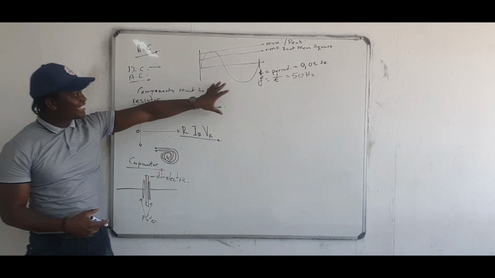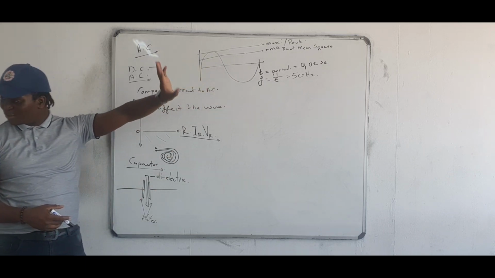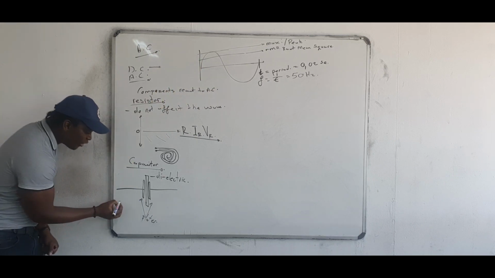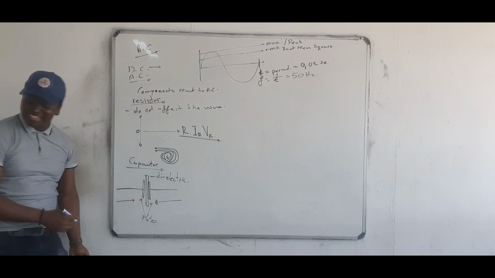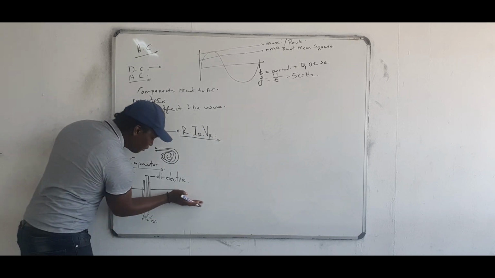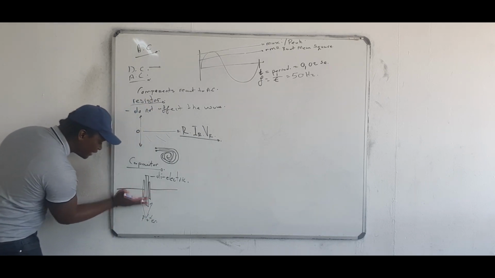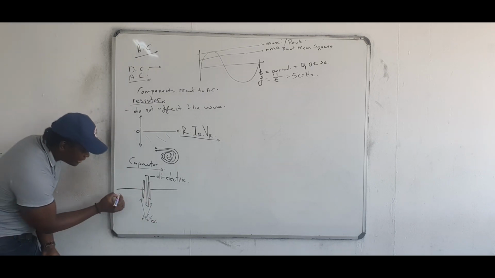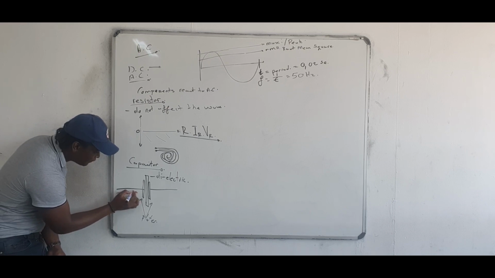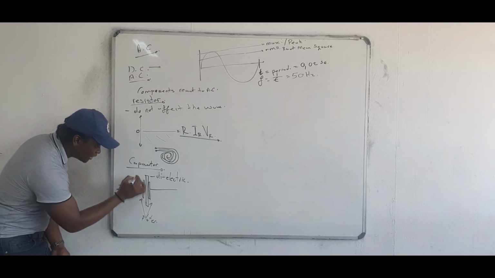So remember with AC, our current comes and goes. Are we together? That means our current comes in this direction and it also comes in this direction. Okay, so before we move on, let's explain a capacitor as if it's working with DC. So what happens with the capacitor is when your current is flowing. Here's my first question of the day.